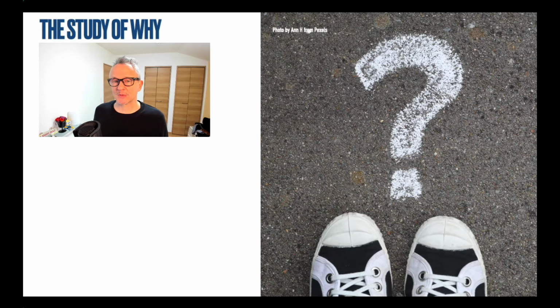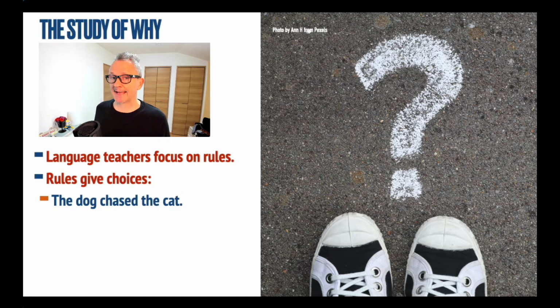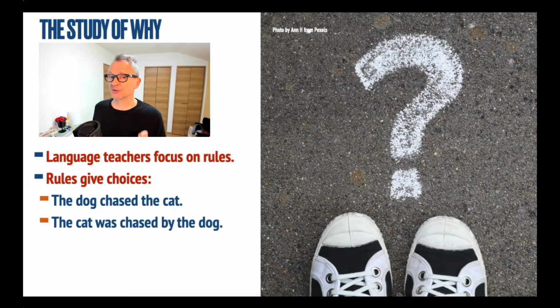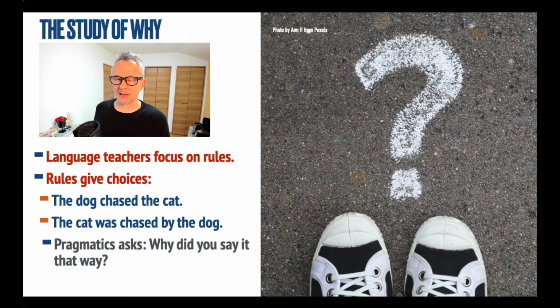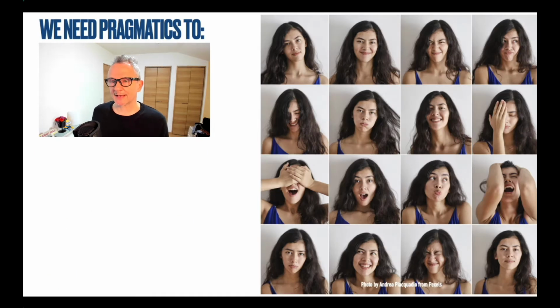With pragmatics, we study why. Why did you say what you said? Language teachers often focus on rules, and rules give us choices such as the dog chased the cat, or the cat was chased by the dog. And pragmatics asks, why do you say it that way? Why do you say the things that you say? Why do you say them in a particular way? Why? What is the context? What are you emphasizing? So we need pragmatics to do many things, to manage a conversation.